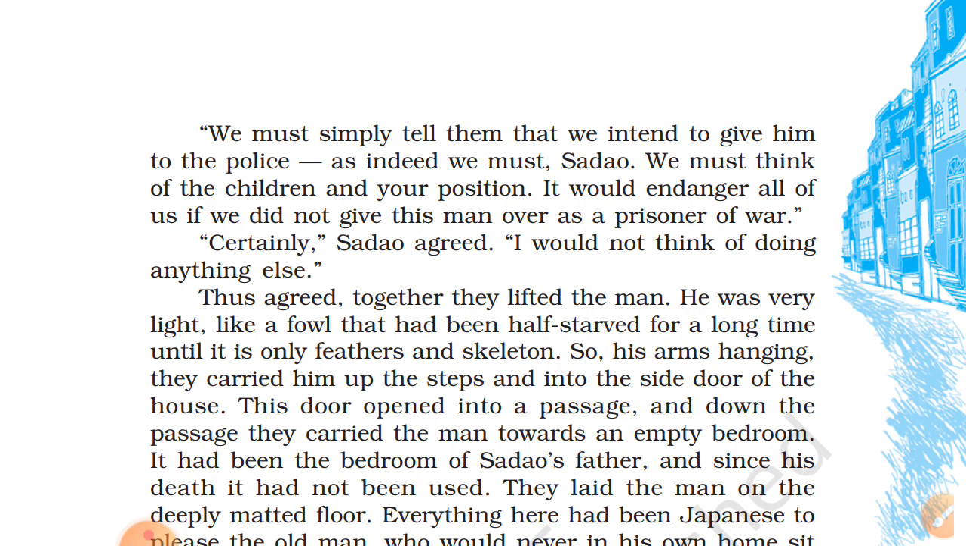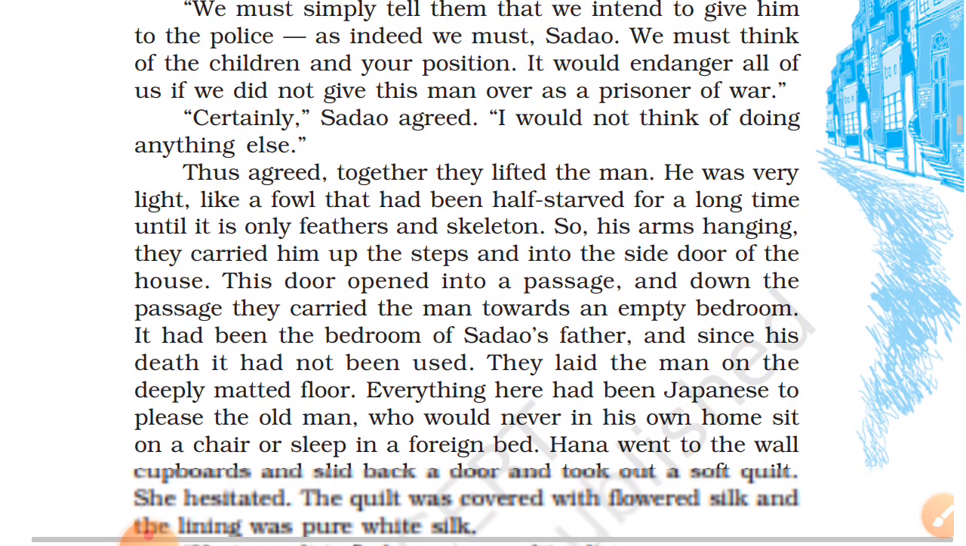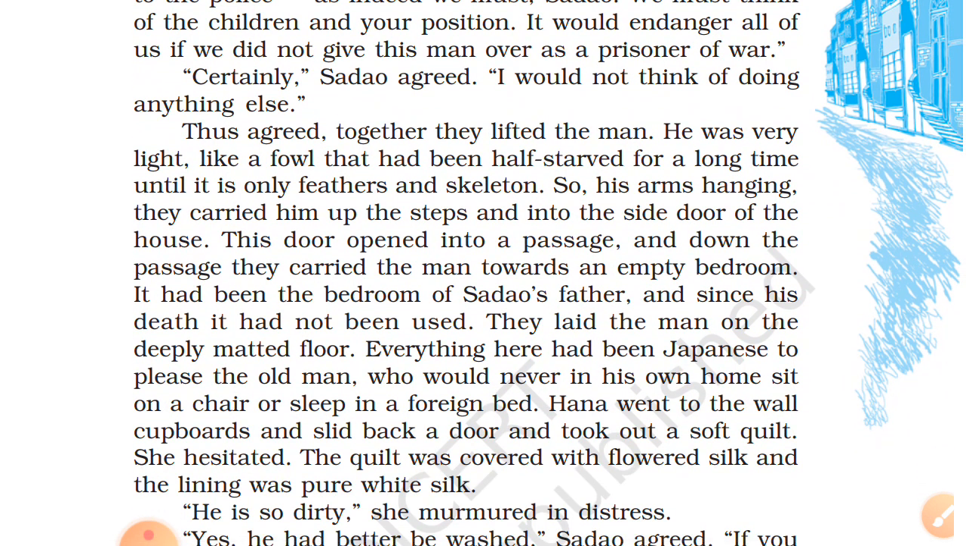So Shadow is quite worried, and Hannah once again tells him that actually there is no plan to keep him as a permanent guest in the home. After the treatment, he could be handed over to the police, right? Otherwise, the entire family would be in danger. Certainly, Shadow agreed. I would not think of doing anything else. Shadow's intention is also like that, just giving him the treatment and handing him over to the police.